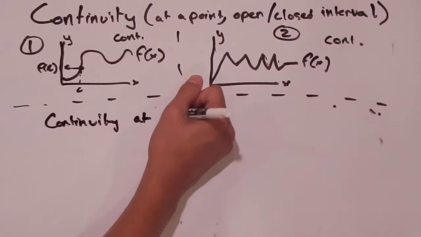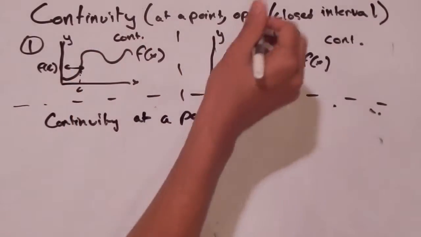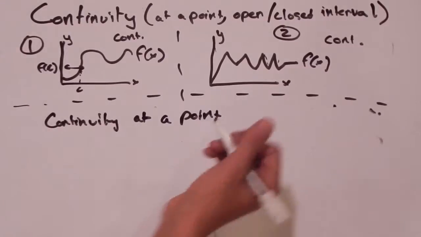And we just discussed them, and it was kind of intuitive to understand why these functions are continuous, what conditions make them continuous at a point.